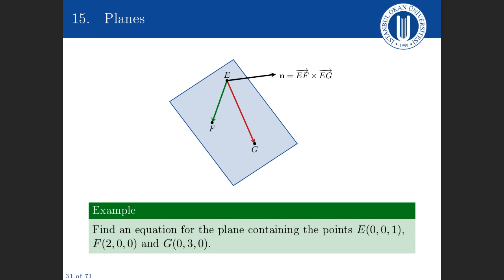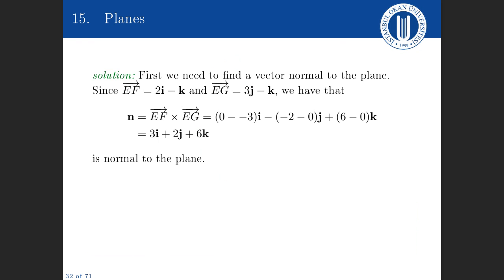So I've written first we need a vector which is normal to the plane. We're going to take EF cross EG, and I'm going to leave it for you to check that when we calculate this, we get 3i plus 2j plus 6k.